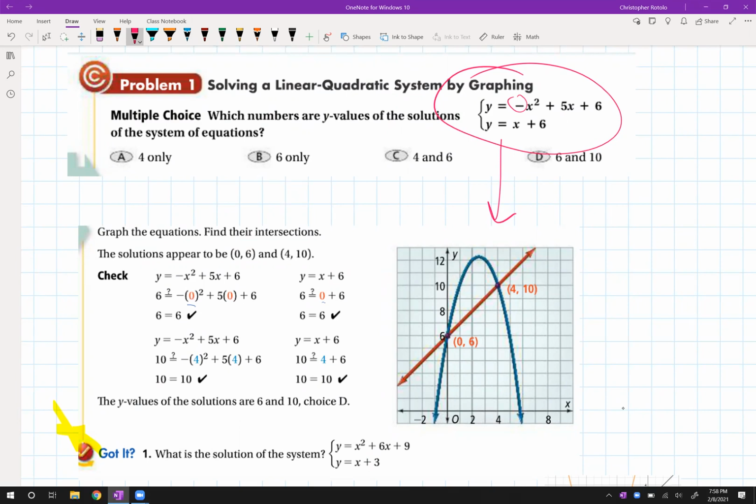And then we have the line with a positive slope. So that's our red line here. And all we're doing is finding the points which they share. Okay, so if you have a graph, that's all we're looking for. Which numbers are the y values of the solutions of the system? So careful here, it reads as y values. So that's 6 and 10. So that would be D way over here. Of course this is trying to catch us and make us do something about x values versus y values.